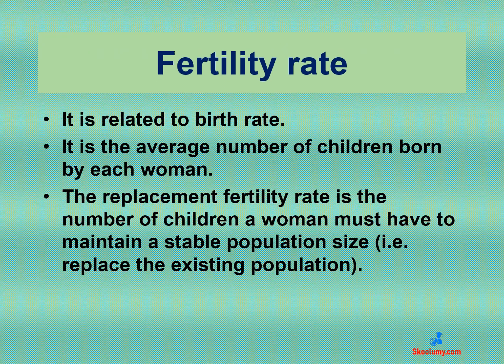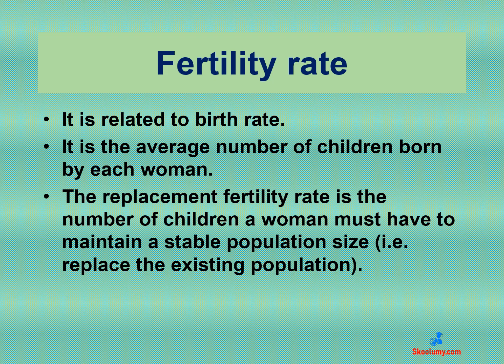The fourth factor affecting population growth is fertility rate. This factor is related to birth rate. It is the average number of children born by each woman. It is affected by the use of contraception, attitude to family size, female employment, and the number of women of childbearing age. These factors are the same as those affecting birth rate.